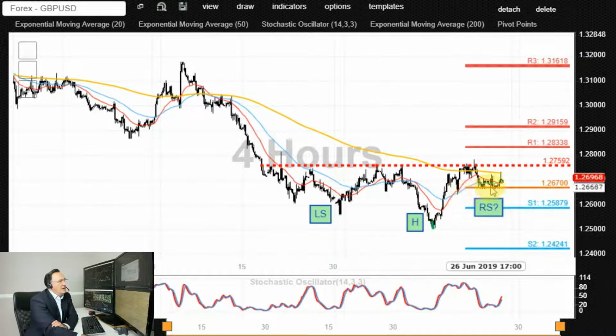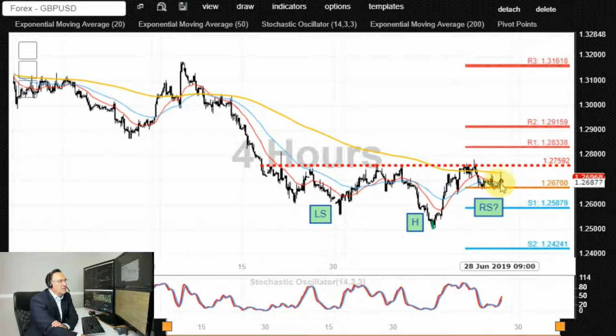So if we see a rally into that zone and a rejection, then obviously the inverted head and shoulders is negated, especially if we see another creation of a lower low towards 125.80, 125, possibly 124.20, 124 to the downside.